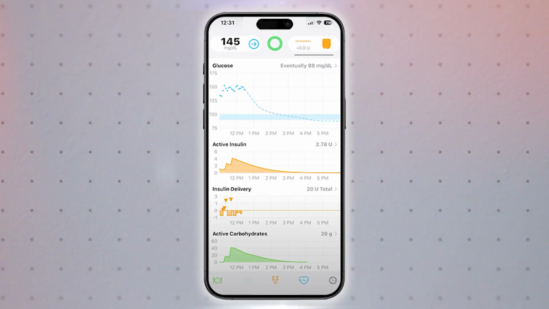But I think Loop really looks in terms of delivery at four things, and Trio also. It's calculating how much insulin has already been delivered, how much insulin on board. It's calculating the carbs on board, which is really different from any other commercially available system. It's looking at the directional arrows of your Dexcom, so predicting where in the future your blood sugars are going, and that's how it's changing the delivery of insulin.